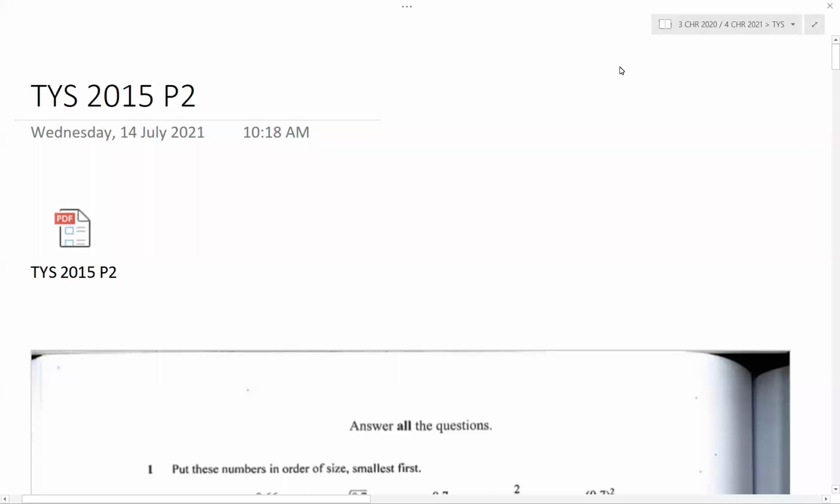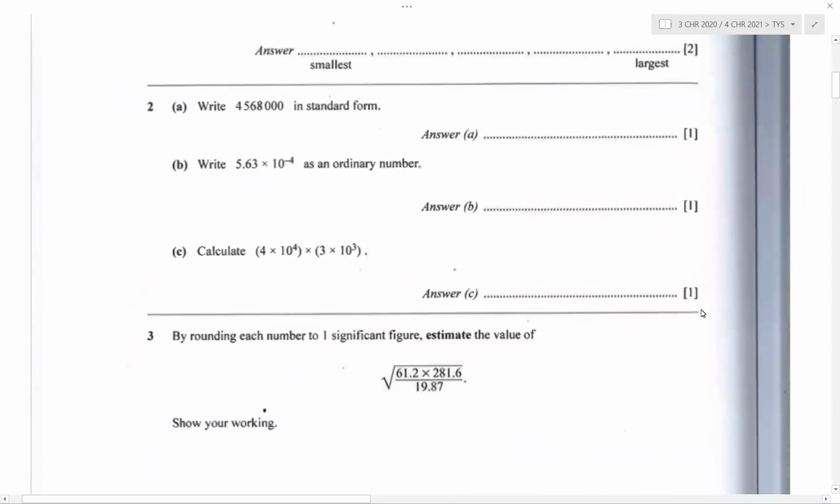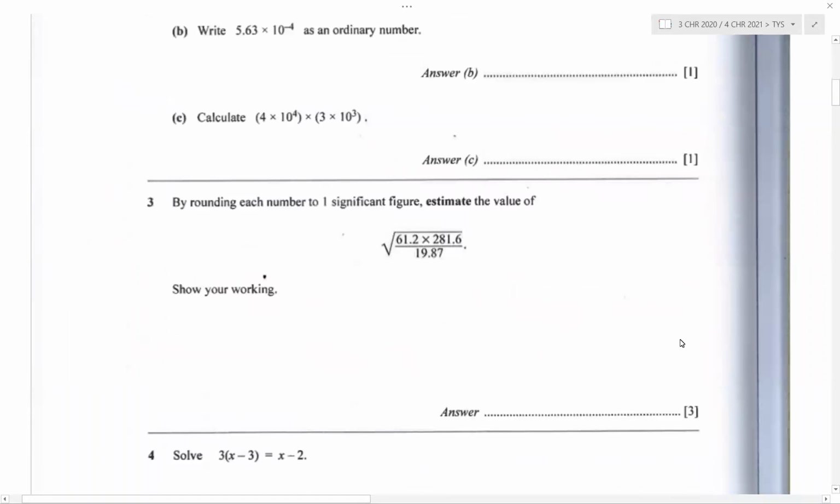We are working on 2015 paper 2 today. Only selected questions. Okay, so let's start with question 3.